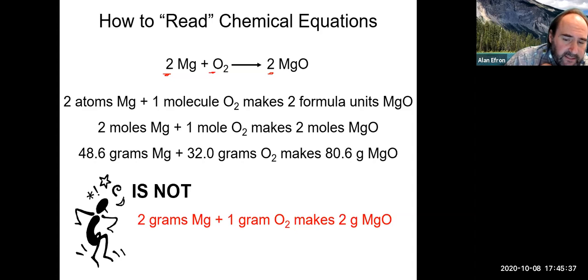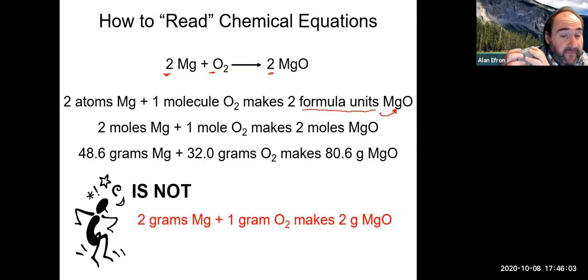Formula units are sometimes used for ionic compounds. Just like when we talked about atomic mass earlier, for ionic compounds, sometimes people will refer to it as formula mass because they're technically not molecules. They're technically ions together. They're not sharing electrons. So formula units are sometimes used for ionic compounds.